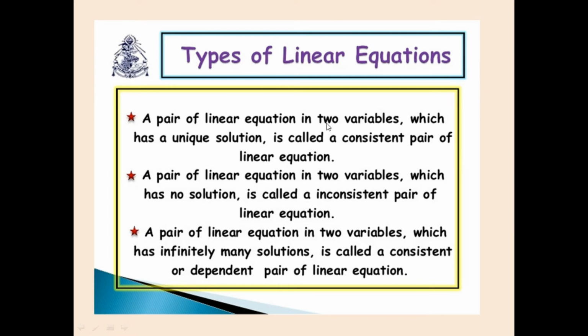A pair of linear equations, when will it have a unique solution? When they intersect at a point. They will individually have their own path, but they come together at one particular point. That means they have not given up on each other. Hence, they are a consistent pair of linear equations.